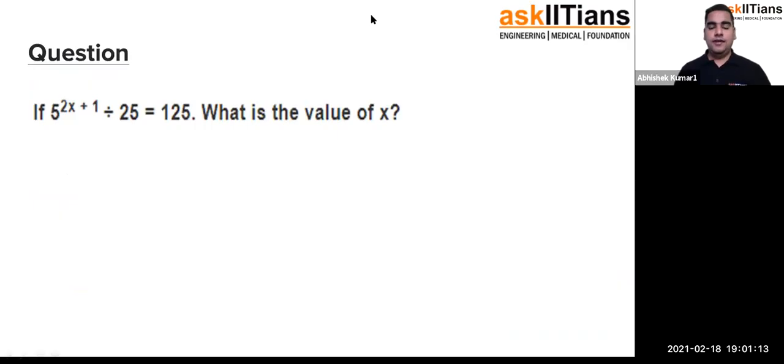Okay. Now we have one more interesting problem here. It says if 5 raised to the power 2x plus 1 is divided by 25 and the answer you are getting is 125. I repeat, if 5 raised to the power 2x plus 1 when divided by 25 gives 125, then for what value of x is this equation going to hold true? So let's see.